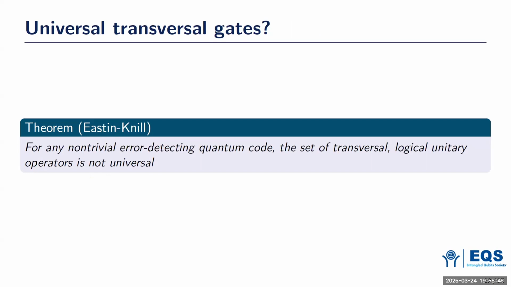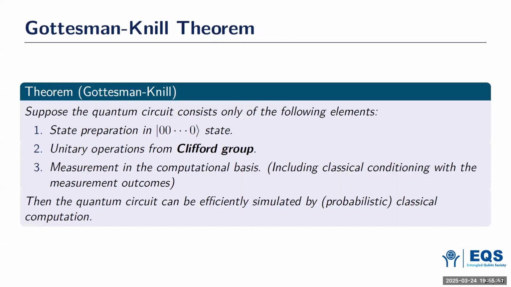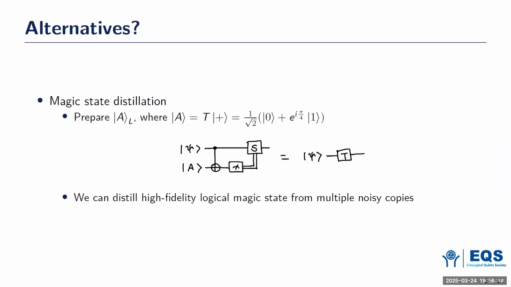Then why do we only use the Clifford gates? According to the Gottesman-Knill theorem, a quantum circuit consisting only of state preparation in all zero states, unitary operations from the Clifford group, and measurement in the computational basis can be efficiently simulated by classical computation. So we need an alternative approach to implement non-Clifford operations. One of these methods is magic state distillation. We call this A state a magic state, which is the T plus state. If we can prepare the A state, we can implement T gates. Magic state distillation is distilling high fidelity logical magic states from multiple noisy logical magic states.